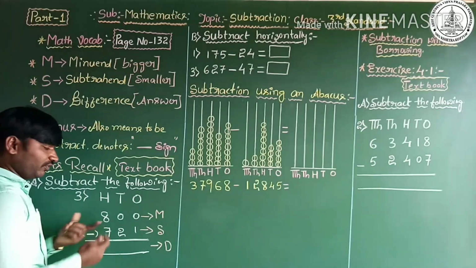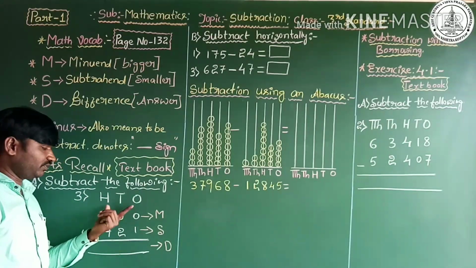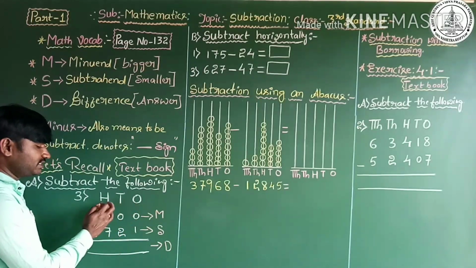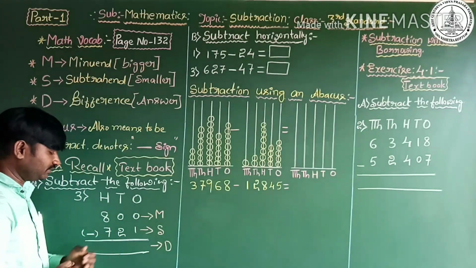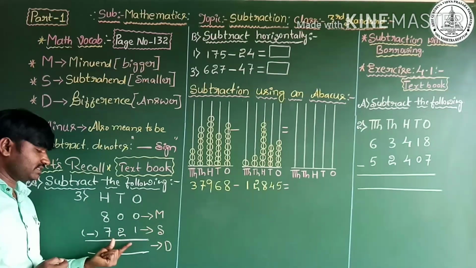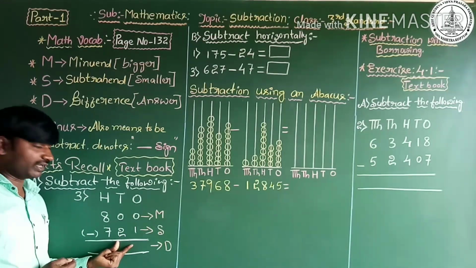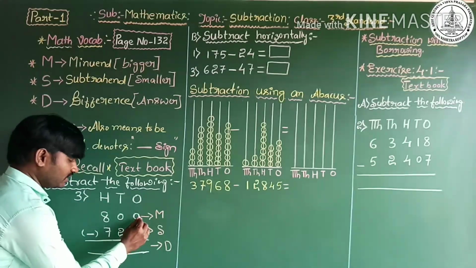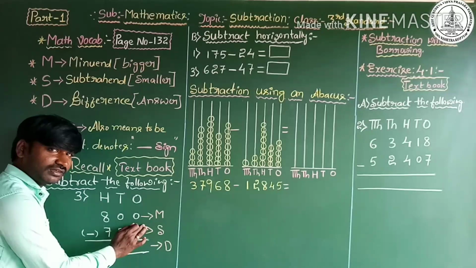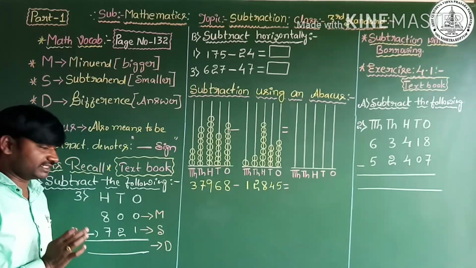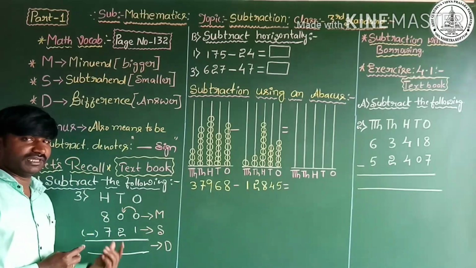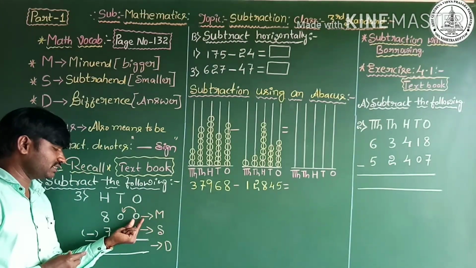When we subtract values, place values are very important: ones, tens, hundreds. Here the given values are 800 subtract 721. Shall we start now? 0 minus 1 is not possible. Yes, dear students, you take a borrow from the tens place. When the ones place is 0, another digit downwards is 1.